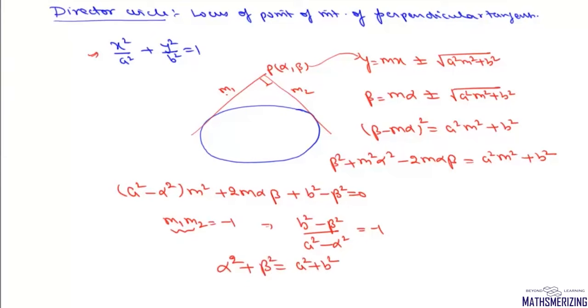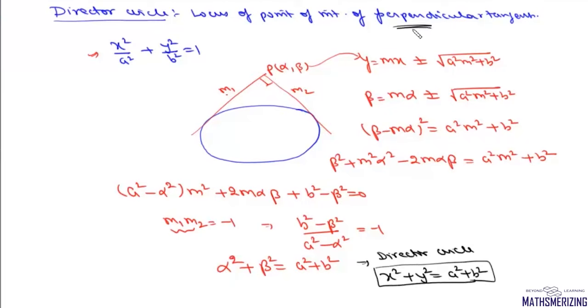Now we'll replace alpha with x and beta with y. So equation of director circle will be x square plus y square, and it'll be equal to a square plus b square. So locus of point of intersection of perpendicular tangents is this circle whose center is same as the center of ellipse and whose radius is under root of a square plus b square. So we'll have this circle, and from any point on this circle, pair of perpendicular tangents can be drawn.